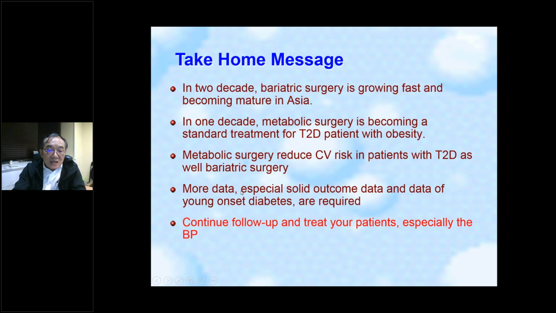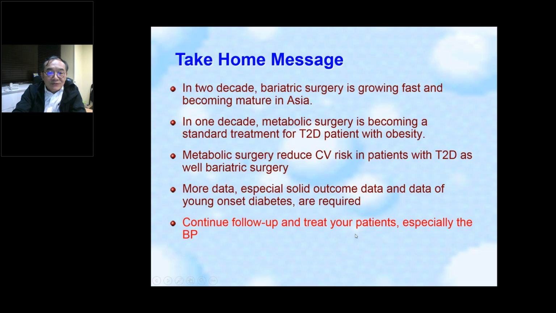However, we need more data, especially solid outcome data. One is data on young onset diabetes. I don't have time to mention this, but I think this is also a very important issue in Asia. For the moment, I suggest you continue to follow up and treat your patients, especially their blood pressure. I think it's the most important thing we can do now. So thank you very much. This is my presentation for you.